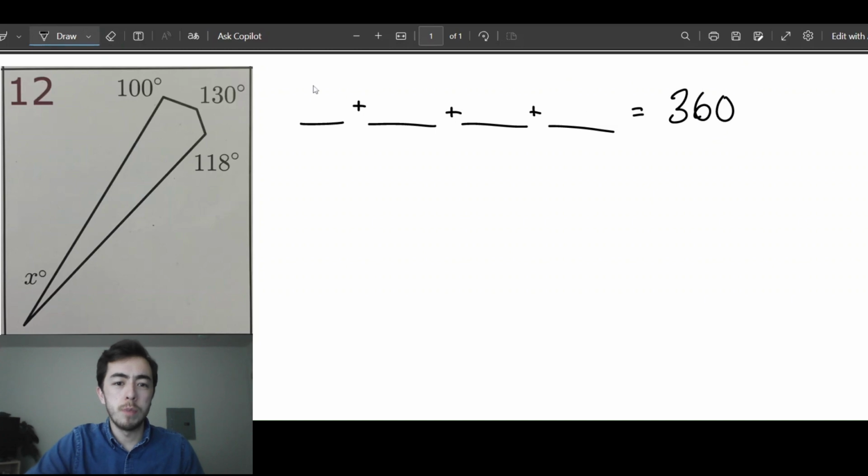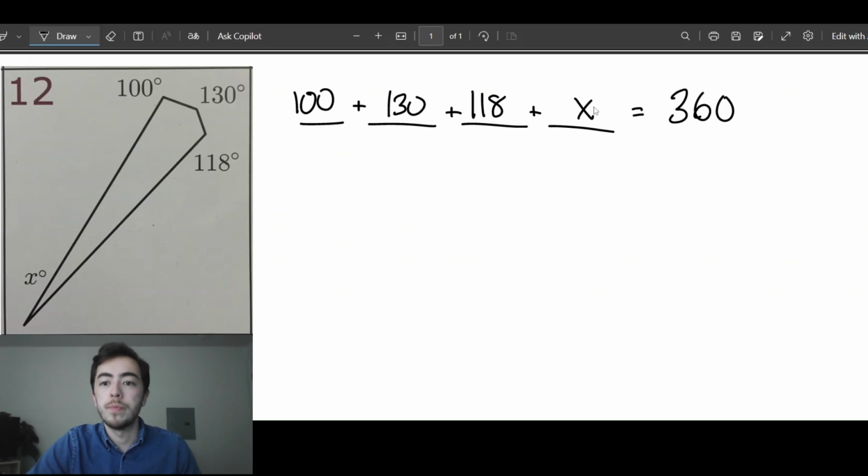And so I'm going to solve this problem pretty quickly, but I do want to chat about where this angle sum theorem comes from. And I want to try two different ways to prove that it's true.